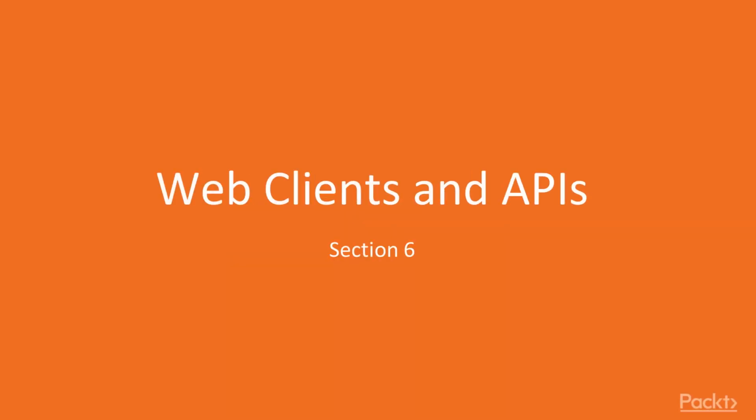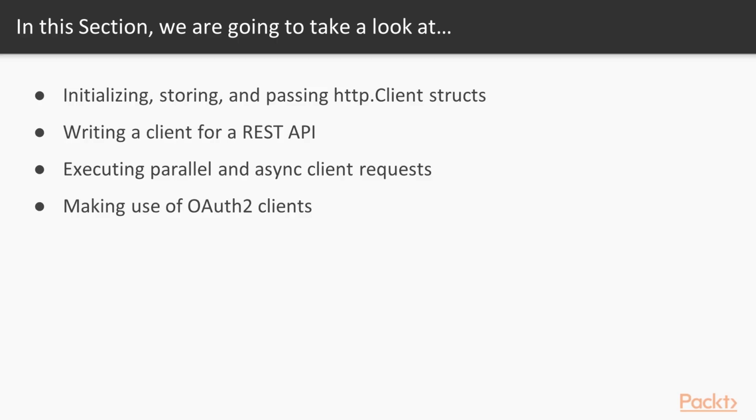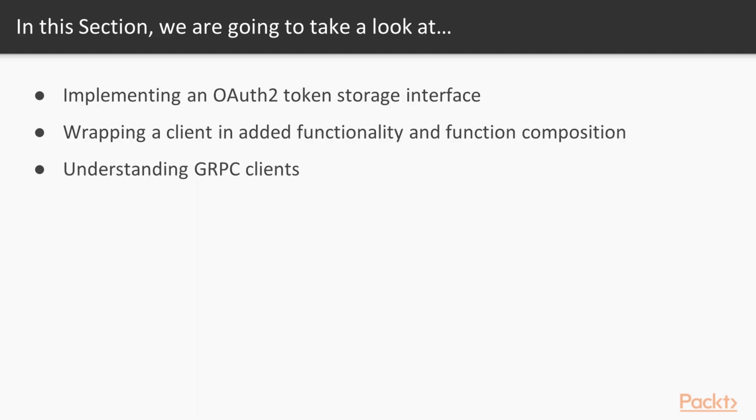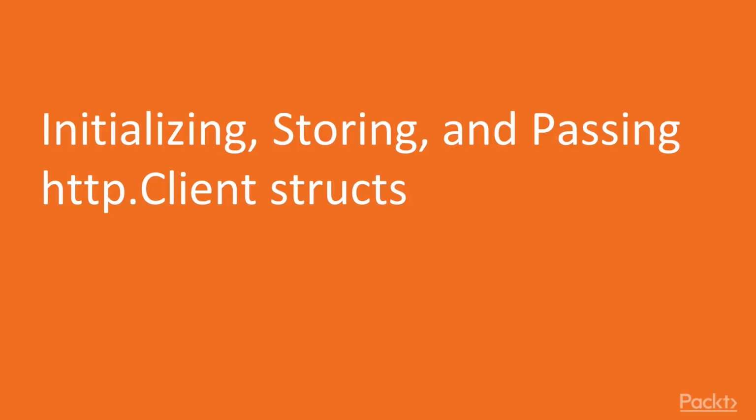Hi, and welcome to the 6th section of the course, Web Clients and APIs. Working with APIs and writing web clients can be a tricky subject. Different APIs have different types of authorization, authentication, and protocols. We'll explore the http.Client struct object, working with OAuth2 clients with long-term token storage, and finish off with gRPC with an additional REST interface.